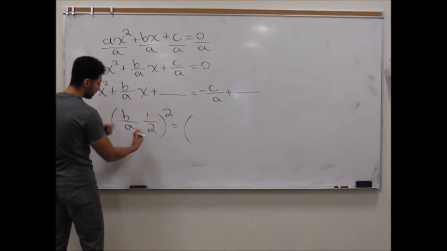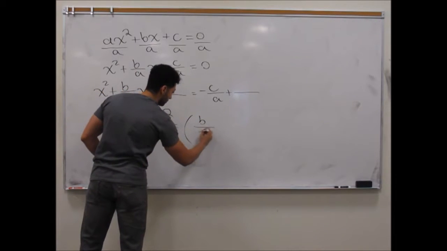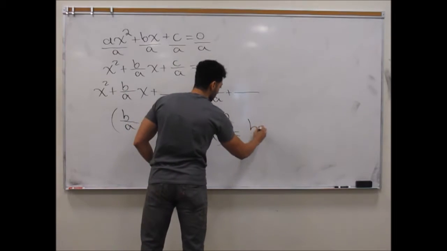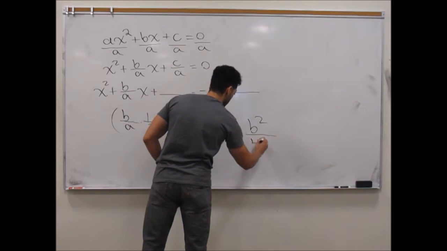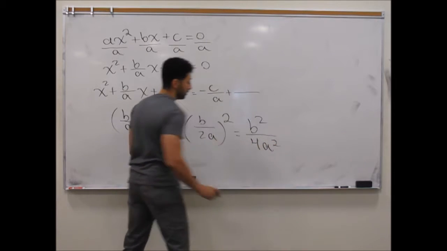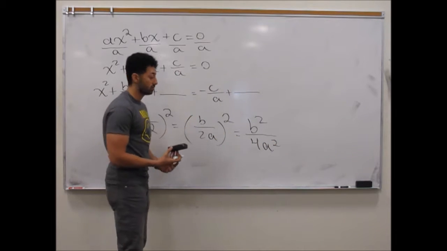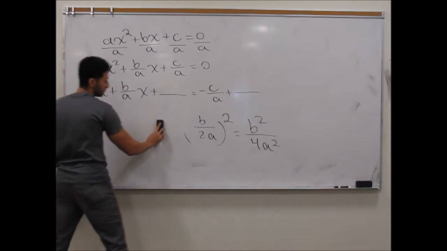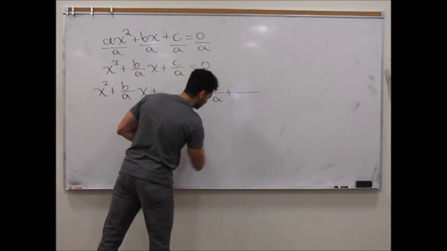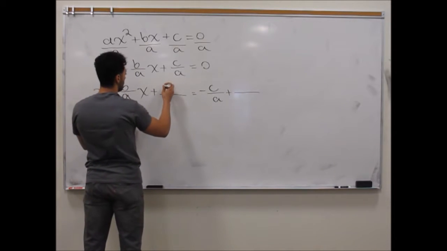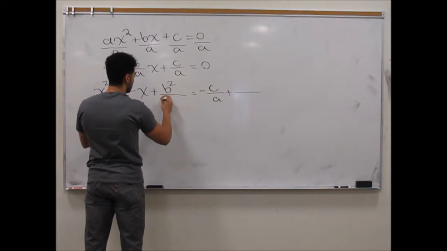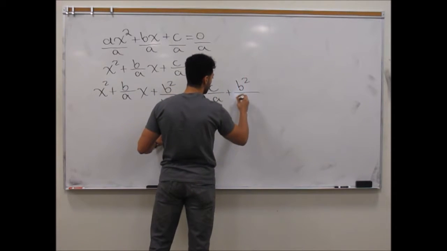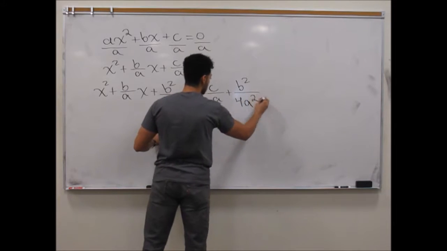So this will become b over 2a, and when you square that, you get b squared over 4a squared. So this is the term that I'm going to add onto both sides: b squared over 4a squared.